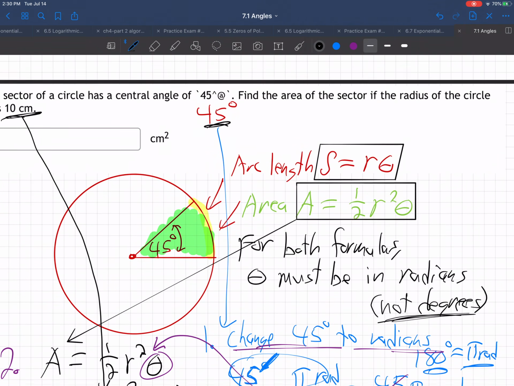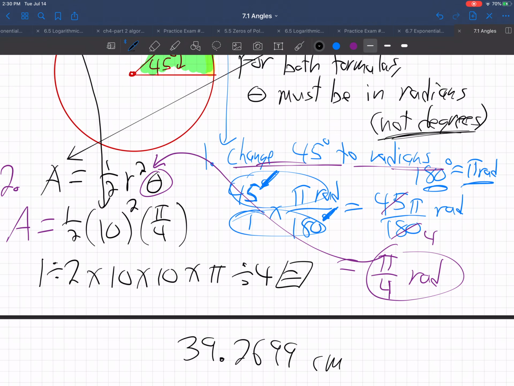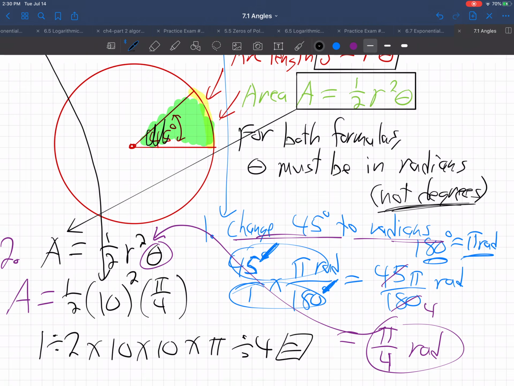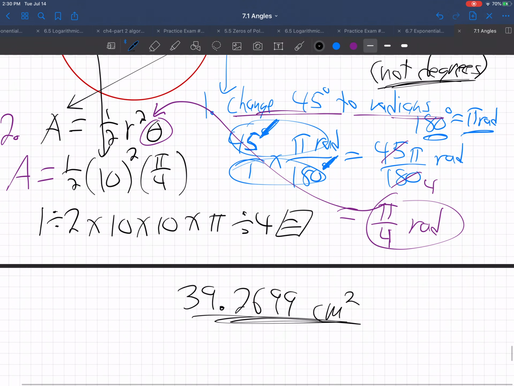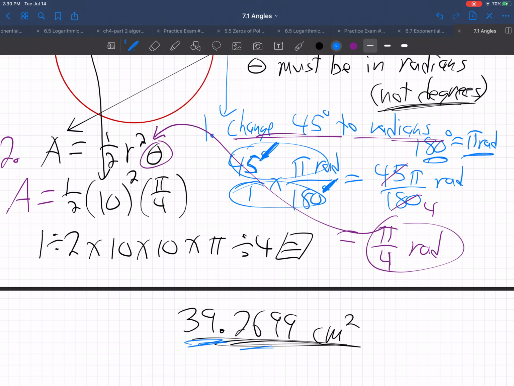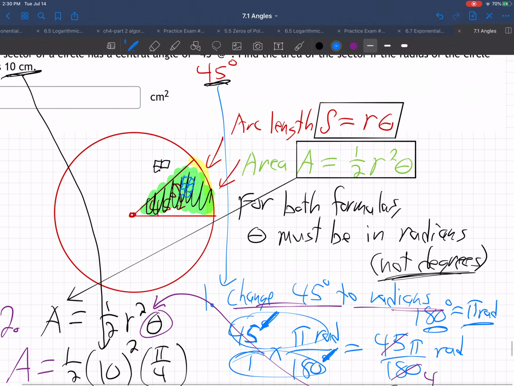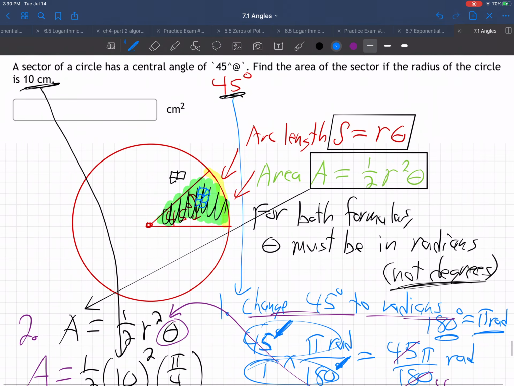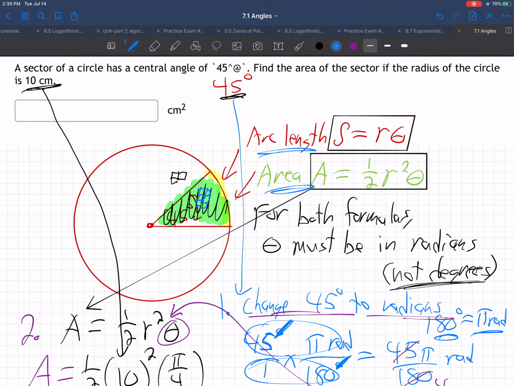What are my units here? I don't remember, square centimeters. Yeah, it was in centimeters. So this is area. Area is always square units, right? Because it's all this space in that sector there. It's that many square centimeters. That means how many little centimeter by centimeter squares would fill up this area. 39.2699 square centimeters. So there's the two formulas for sectors of a circle, the arc length and the area. And in both formulas, theta must be in radians.